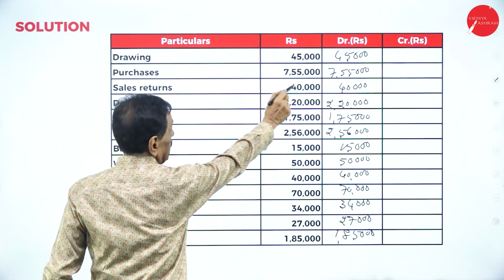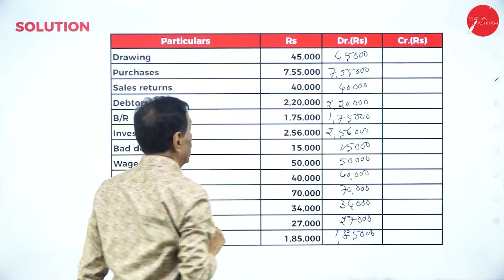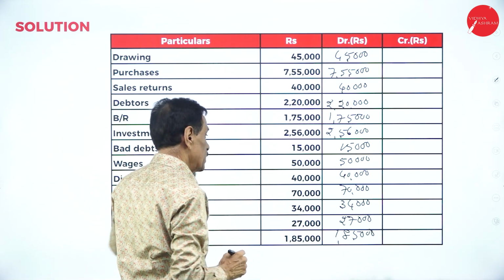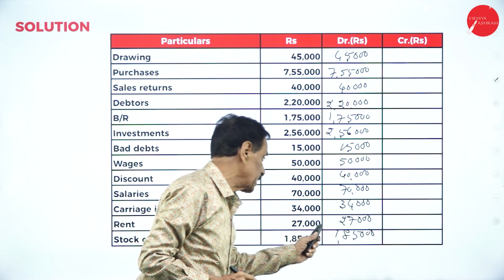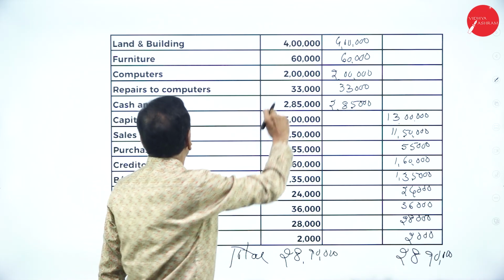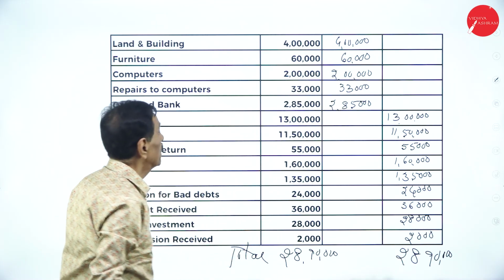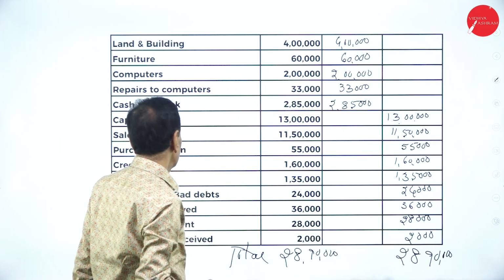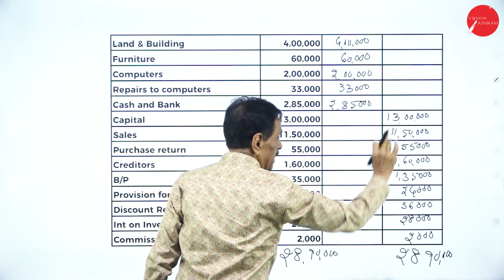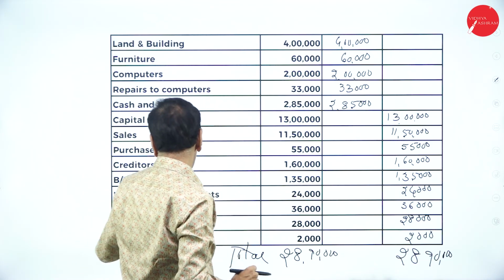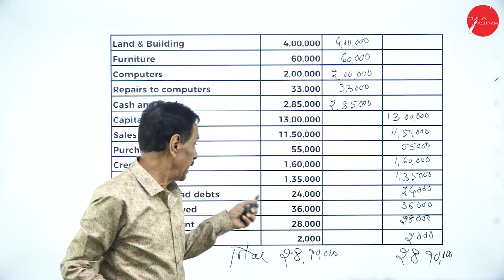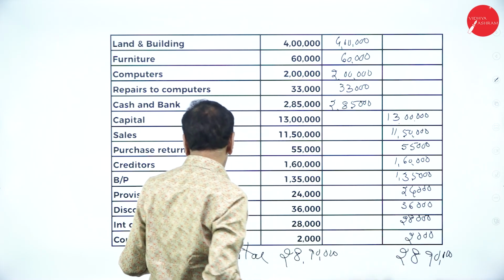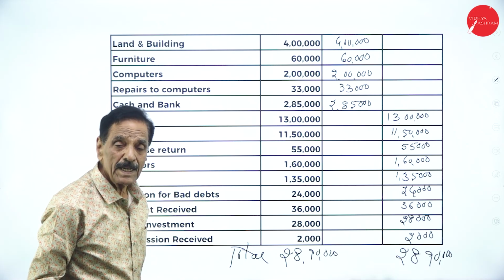See that? Drawing, debit entry; purchase, debit entry; sales, credit; sales return, debit entry; debtor, debit entry; BR, debit entry; investment, debit entry; then bad debt, debit entry; wages, debit entry; discount, debit entry; salary paid, debit entry; carriage in, expenditure, debit entry; rent, debit entry; stock, debit entry; building, asset, debit entry; furniture, asset, debit entry; computer, debit entry; then repairs, debit entry; cash at bank, debit entry; capital, liability item, credit entry; sales, credit entry; purchase return, credit entry; then creditor, credit entry; BP, credit entry; provision for old RBD, credit entry; income, credit entry; discount received, credit entry; interest on investment, credit entry; commission received, credit. Totally, it will tally for 28 lakh 90,000.